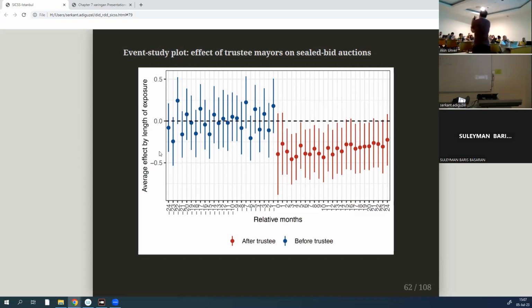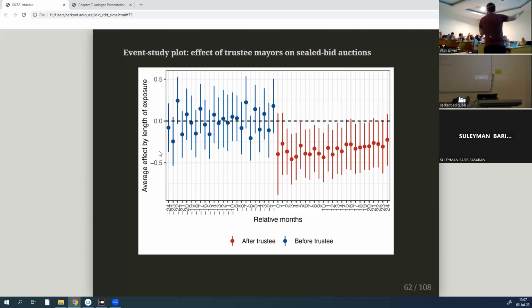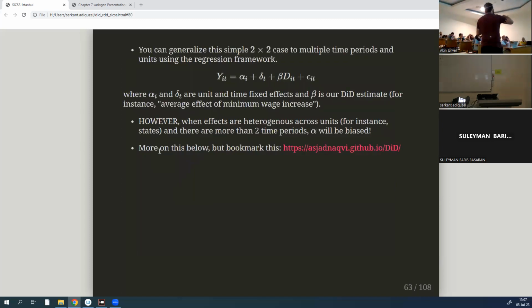All right, so moral of the story, parallel trend assumption is key. So you can generalize this simple 2 by 2. Like here, for instance, this is not a simple 2 by 2. There are different municipalities, and trustees take over at different times. So this is a complicated design. Well, unfortunately, or maybe fortunately, you cannot use OLS in these more complex designs, what we call staggered designs.